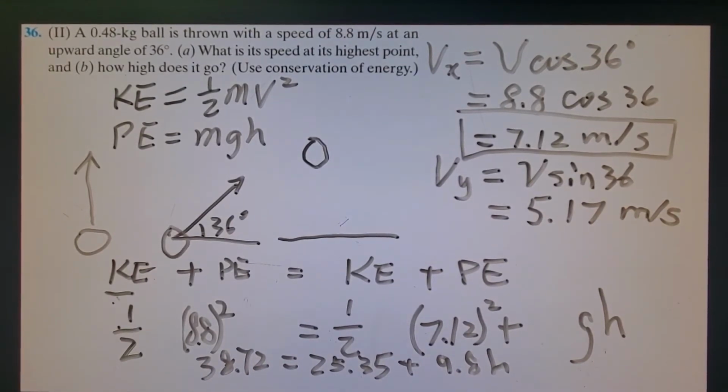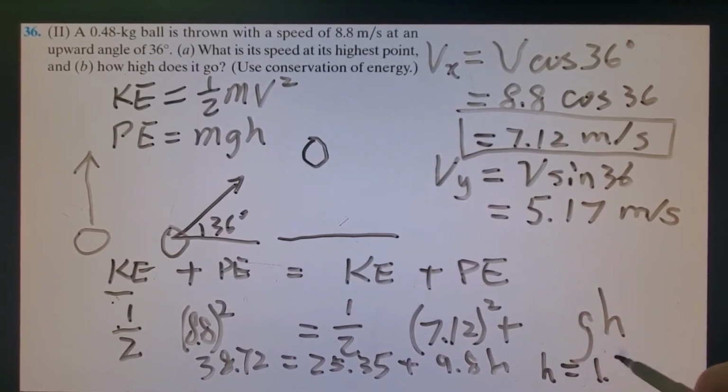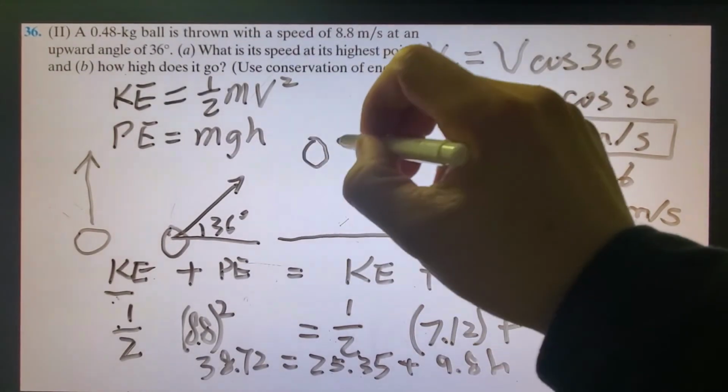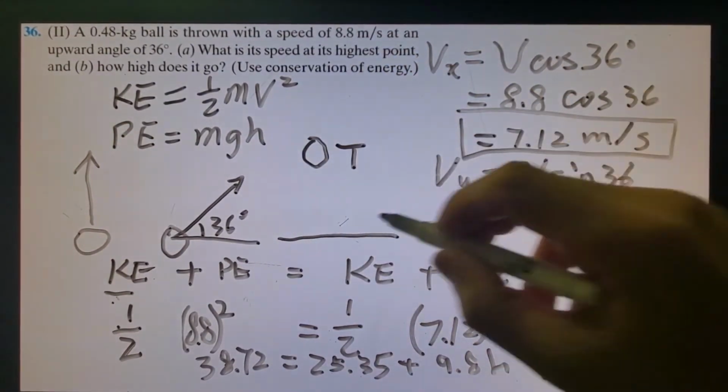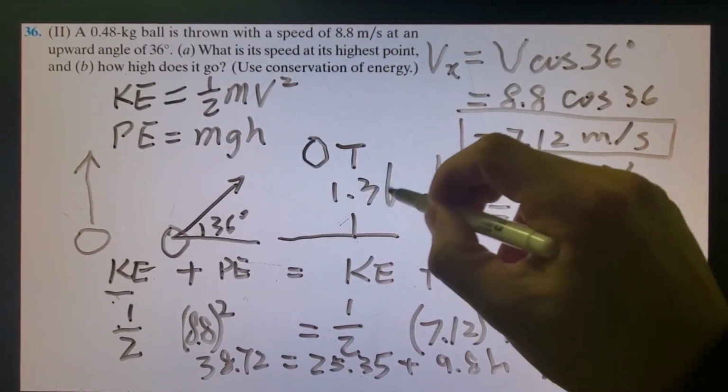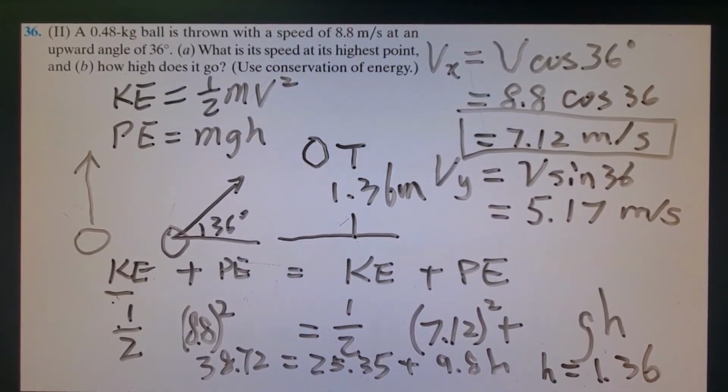So it will be 38.72 minus 25.35, and then I divide it by 9.8. I get 1.36. So h is equal to 1.36, so the height here will be 1.36 meters.